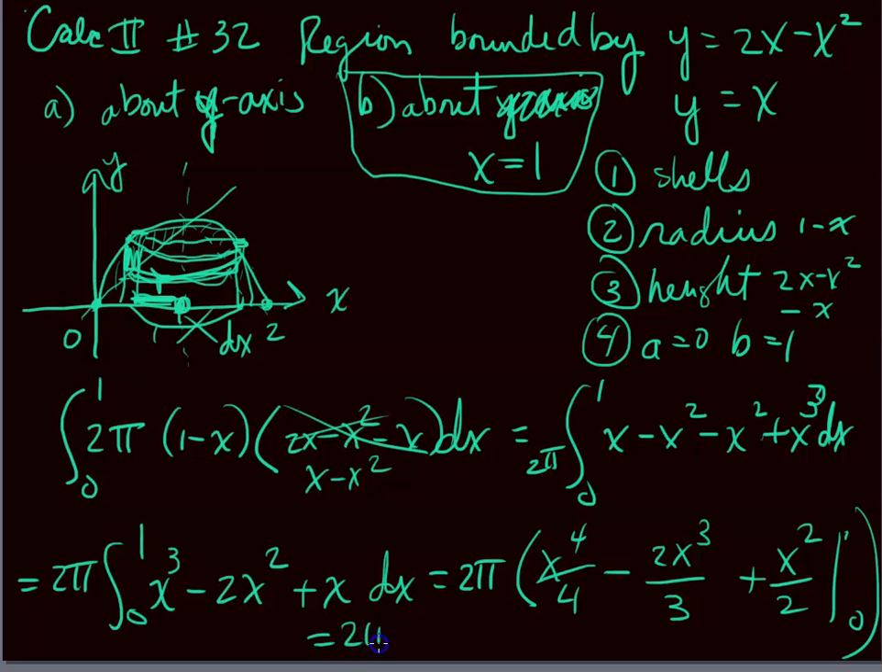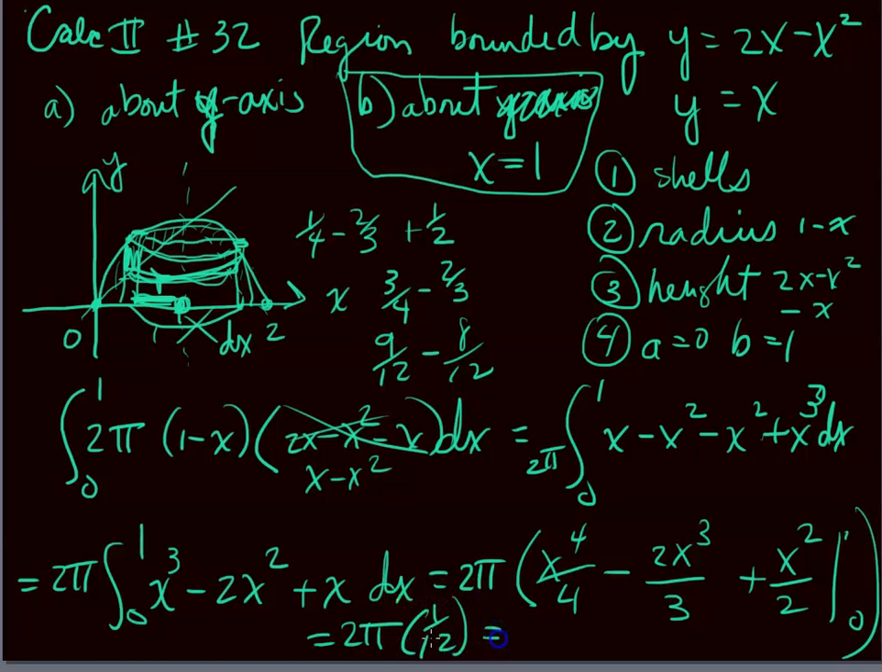So you get 2 pi, and this is 1/4 minus 2/3. Let me put it up here. Plus 1/2 times the 2 pi. So this is 1/2, and that's 3/4 minus 2/3. Common denominator is 12. This is 9/12 minus 8/12. So this is 1/12. But times 2 pi means it's really just pi over 6.